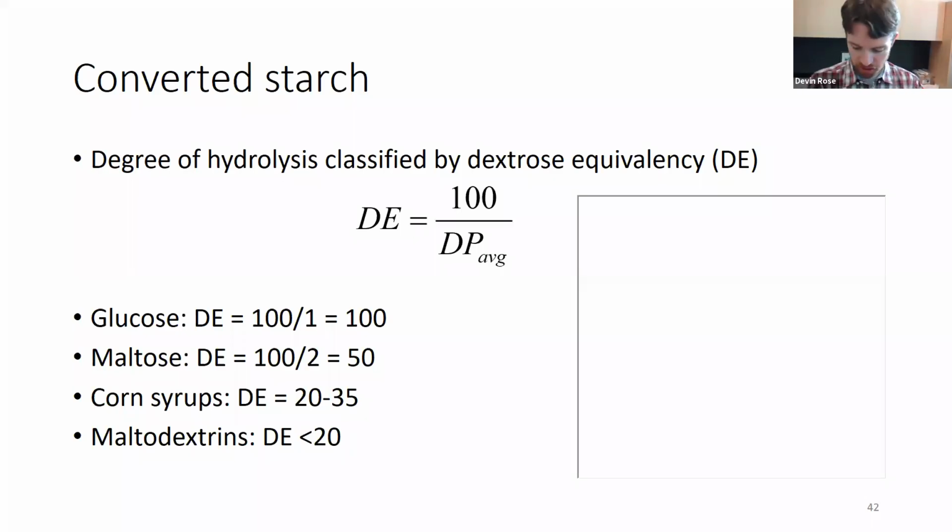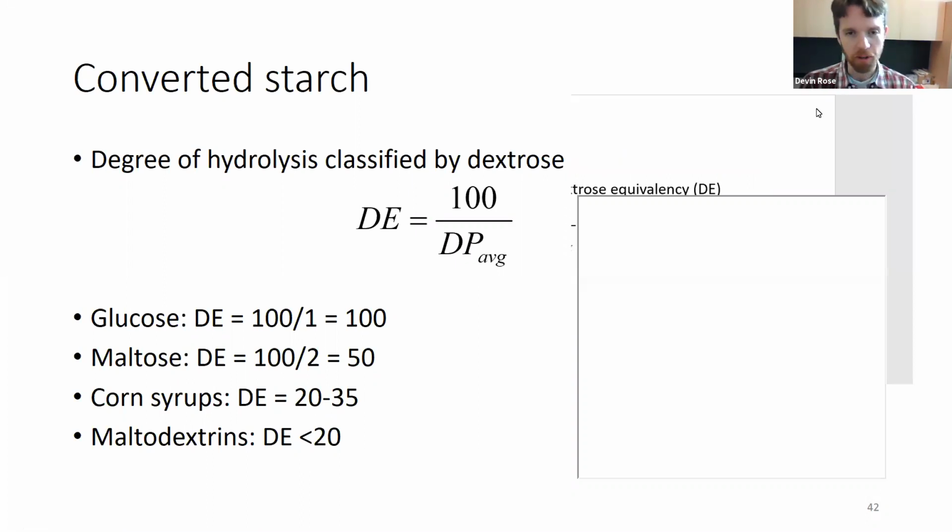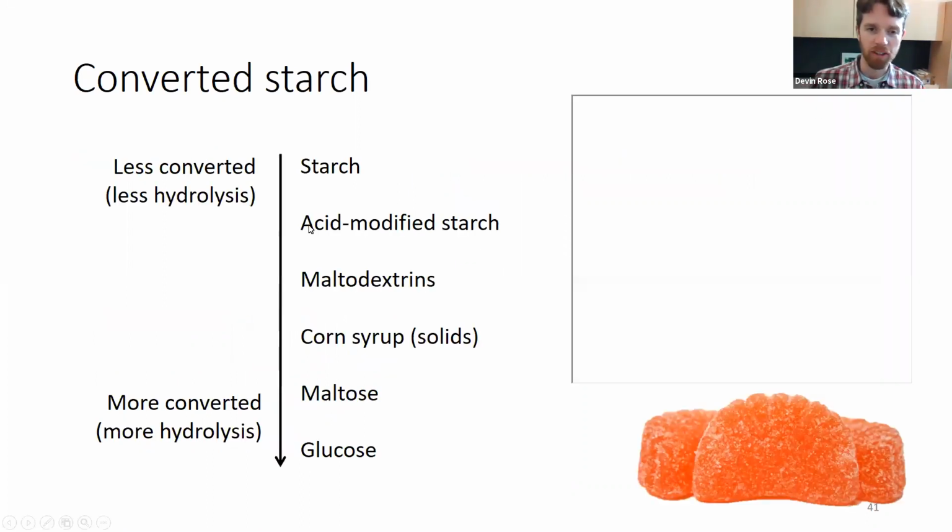So we'll just continue talking about our modified starches. So already we've talked about converted starches. And the first one we talked about was this acid modified starch, which, anyone remember what those properties are of an acid modified starch? This was an example down here, the gumdrops or the candies, that's where it's used.